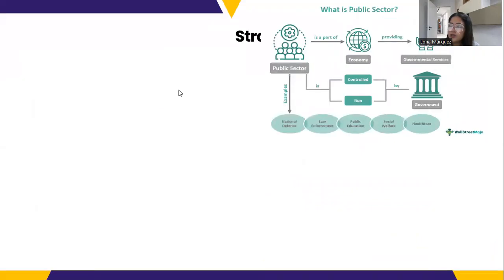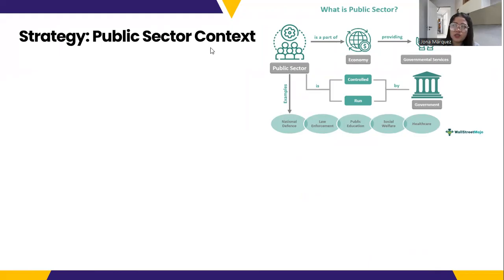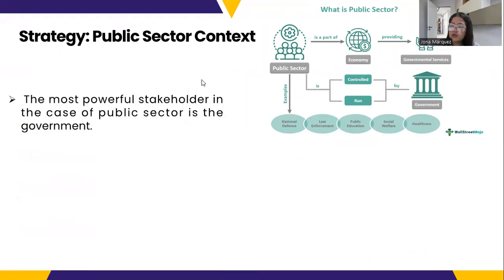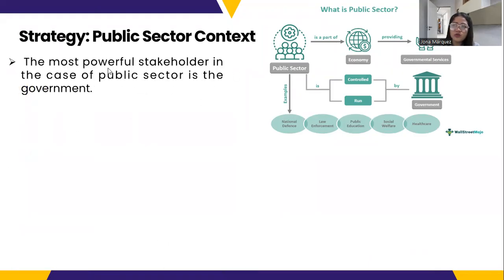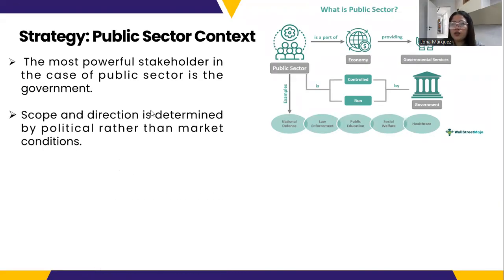Okay? So, next is yung public sector context. Okay? So, the most powerful stakeholder in the case of the public sector is the government, of course. Yung mga public sector, no? Yung government ang nagpapatakbo niyan. So, scope and direction is determined by political rather than market conditions. So, yan. Usually, kunyari sa mga LGU, no? Mga iba-iba yung direction. Kunyari, dito sa Makati, iba yung direction. Iba rin sa Taguig. Yan.